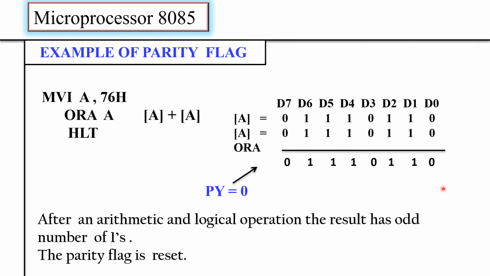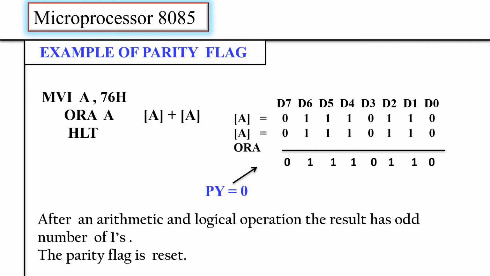1 0. Here let us count the number of ones: 1 2 3 4 5. The number of ones is 5, so we have an odd number of ones. So parity is equal to 0. After an arithmetic or logical operation, the result has an odd number of ones. Therefore, the parity flag is reset. Clear? The number of ones is 5, so it is odd parity, and parity is reset.